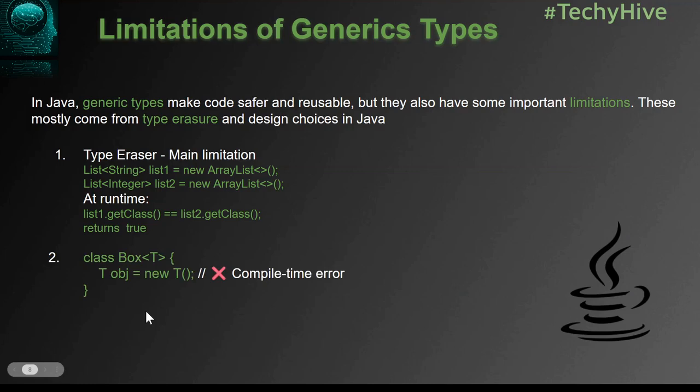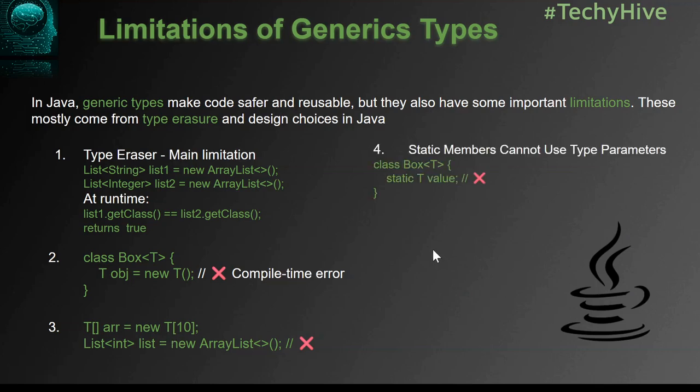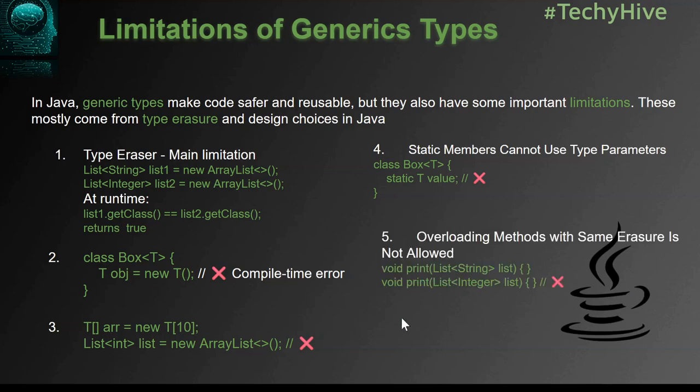The second limitation is that we cannot create an object of that generic type like this. So this statement is not allowed. Here we have T as the generic type, and the compiler doesn't know what type this is at the moment. The next limitation is that we cannot create an array of generic types. Java doesn't allow creating arrays of generic types. Then the fourth limitation is that static members cannot be generic. And fifth, we cannot overload methods with the same erasure.